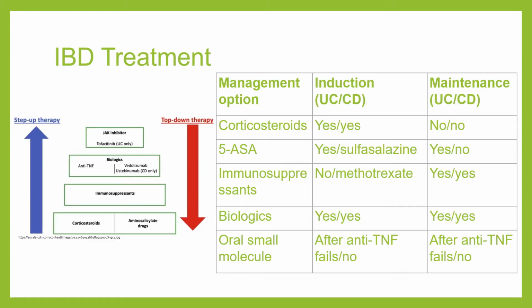For each level within that pyramid, there are induction and maintenance methods. And that varies according to whether the disease is ulcerative colitis or Crohn's disease. Take a look at the table to see which of the management options are qualified for each disease, and whether there is any restriction on the induction or the maintenance options.